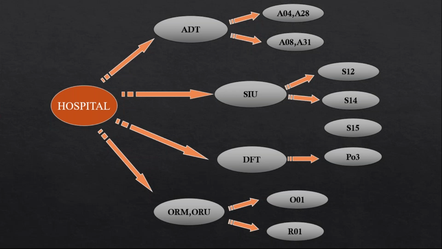But if you talk about the differences between A04 and A08, no, the messaging structure remains the same in A04 and A08, or when we talk about A28 or A31. If you compare A28 and A31, the structure looks exactly the same. It's just the event that is different. But when we talk about A04 and A28, the event is the same, but the messaging structure might differ a little, which means having additional segments in A28 when compared to A04.